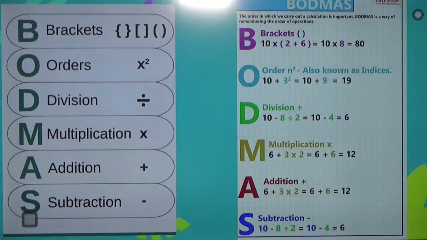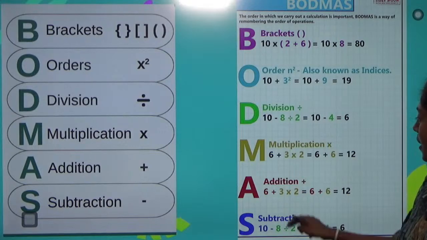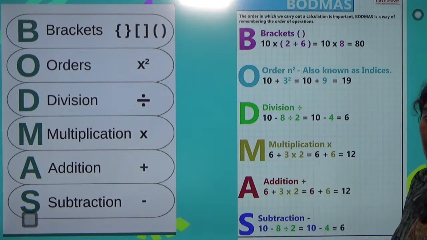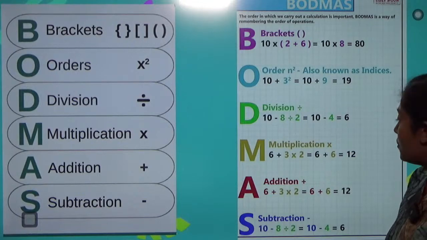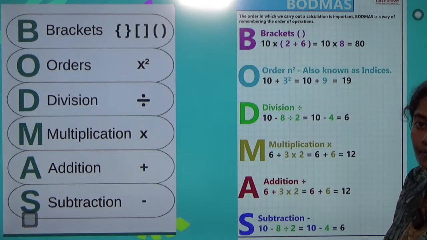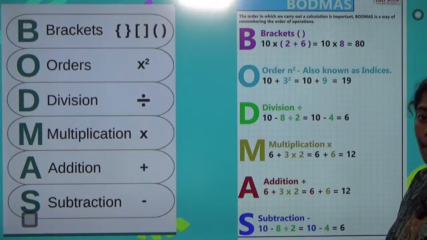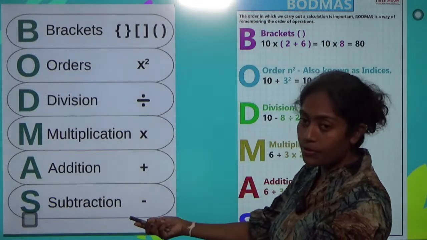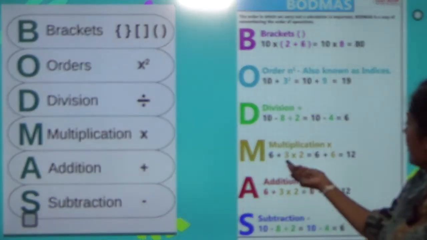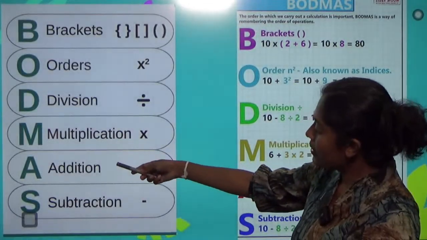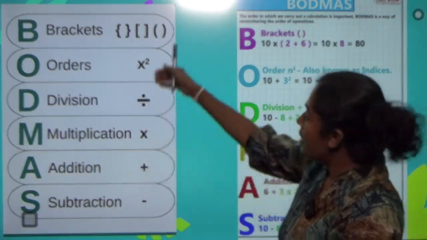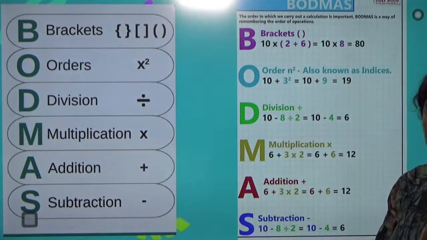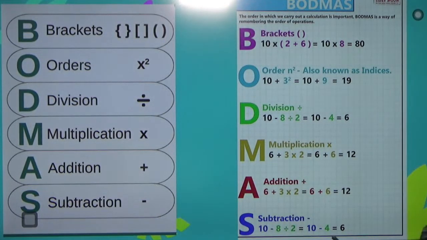Okay. Then multiplication. When you have addition and multiplication, first what do you have to do? Do you add 6 and 3? No. First you have to do the multiplication, then you have to add the value. So this order you have to follow. Okay. Then finally addition, that you already know. Then subtraction you already know.